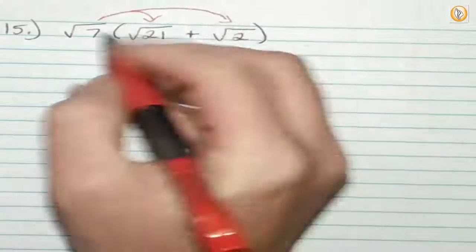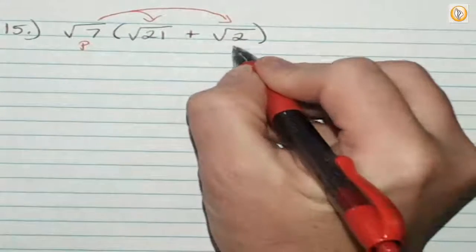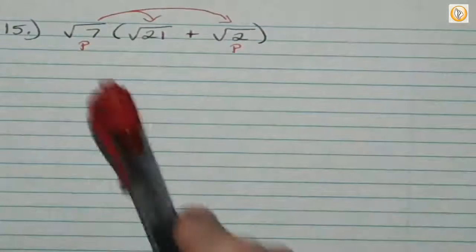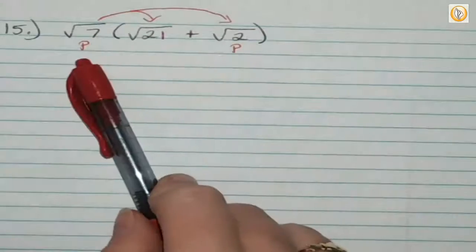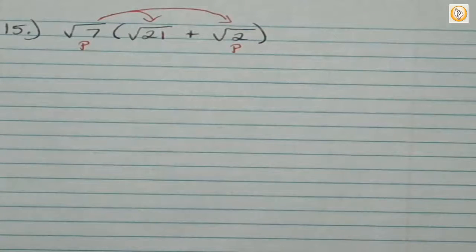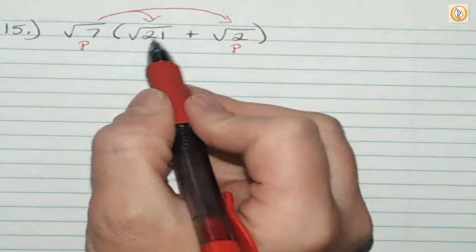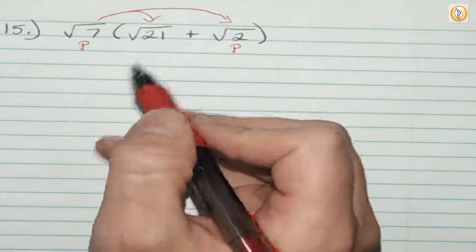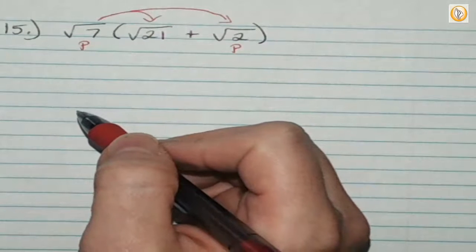7 is prime, 2 is prime. I'll put a little P there and a little P there. So whenever you have 2 prime numbers, all you have to do is go ahead and multiply it. You don't even have to worry about simplifying it or factor trees. The only time you have to worry about that is when you have one that is not. See what I'm saying there?